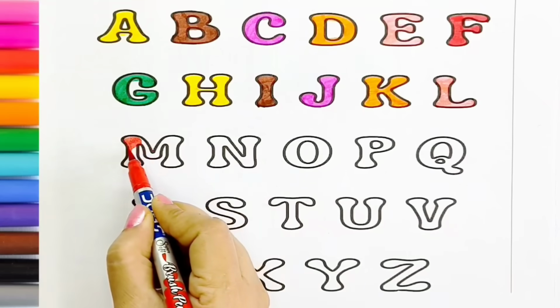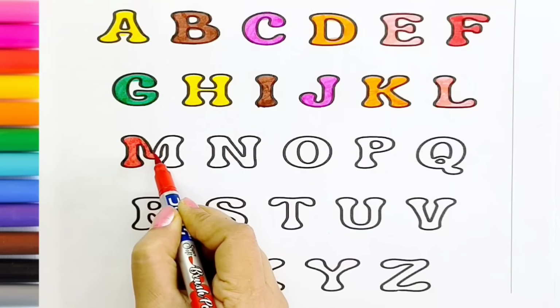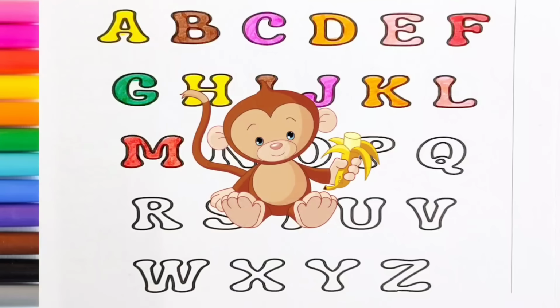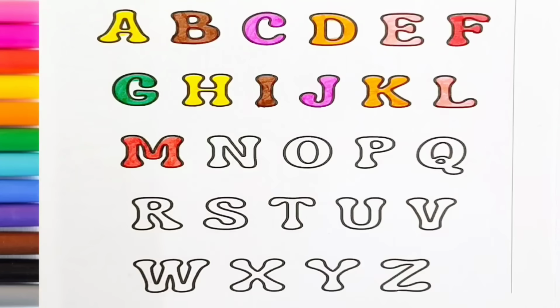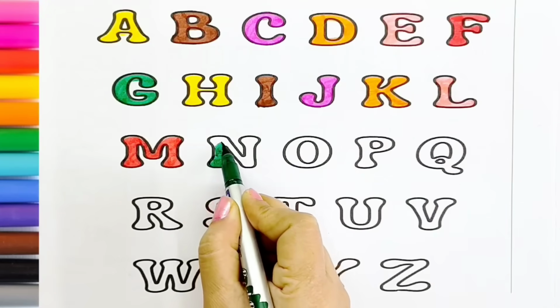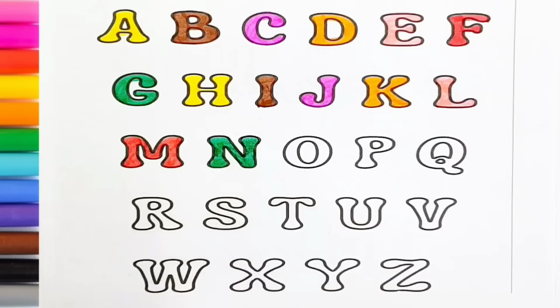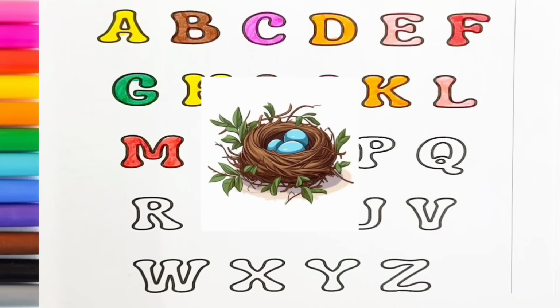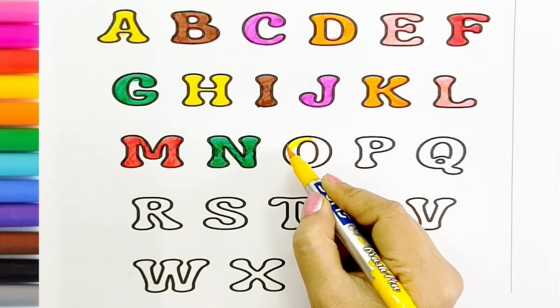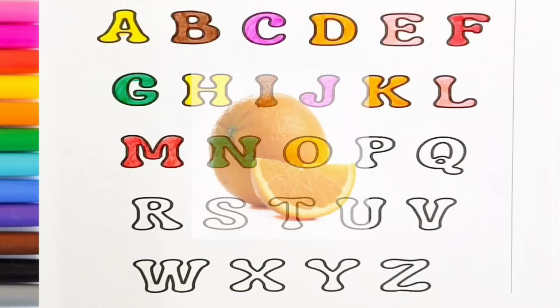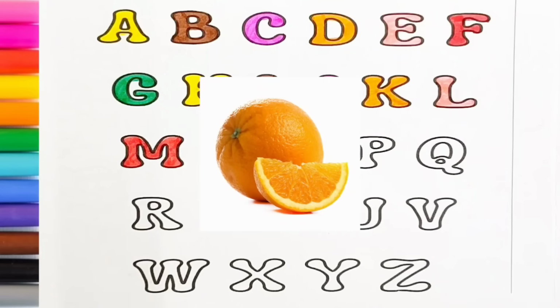Red color M. M for monkey. Dark green color N. N for nest. Yellow color O. O for orange.